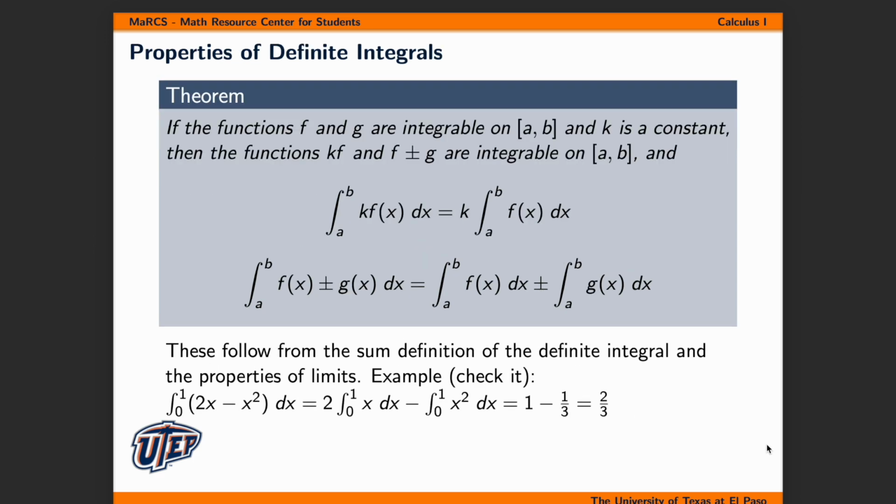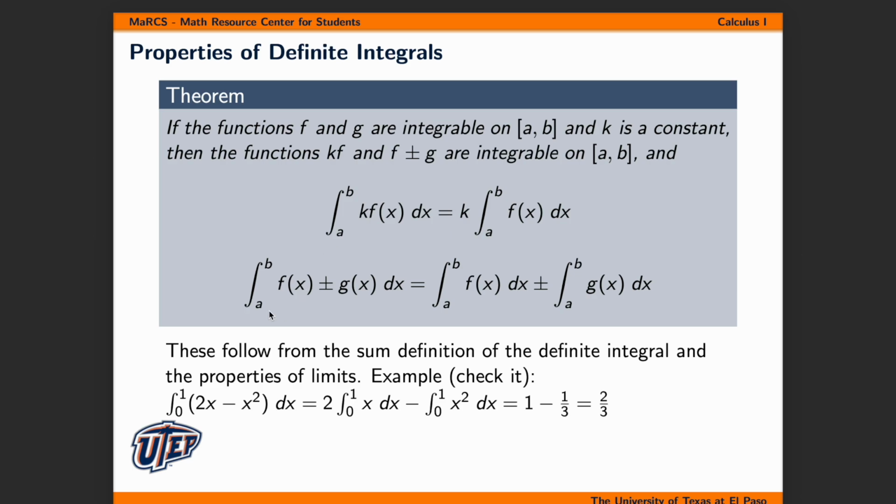Now we have properties of definite integrals. So if the functions f and g are integrable on the closed interval a to b, and k is a constant, then the functions k times f and f plus or minus g are integrable on the closed interval a to b. And we can say that the integral from a to b of k times f of x with respect to x is equal to taking out our constant k and multiplying it by the integral from a to b of f of x with respect to x.